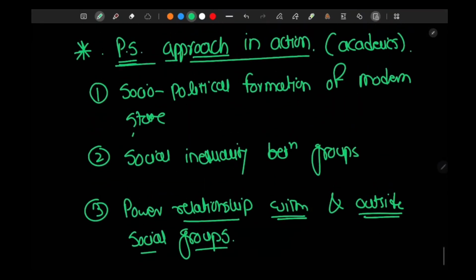So political sociology approach in action: socio-political formation of a modern state. How the modern state has been formed due to socio-political reasons. How social reasons form the modern state.